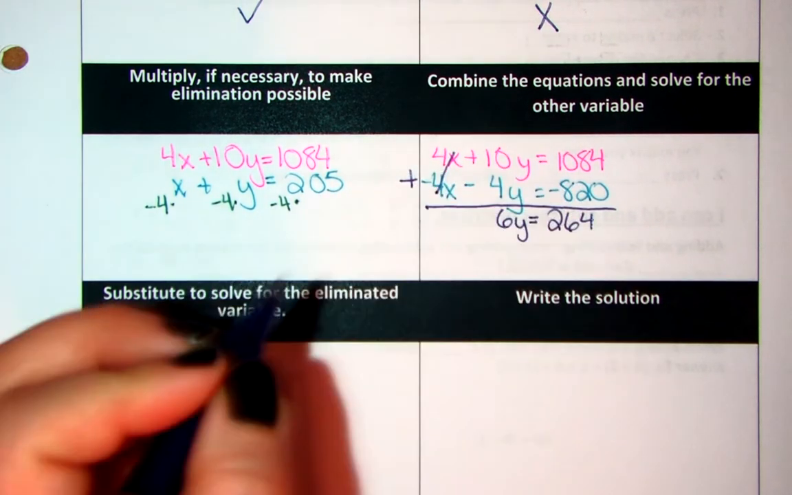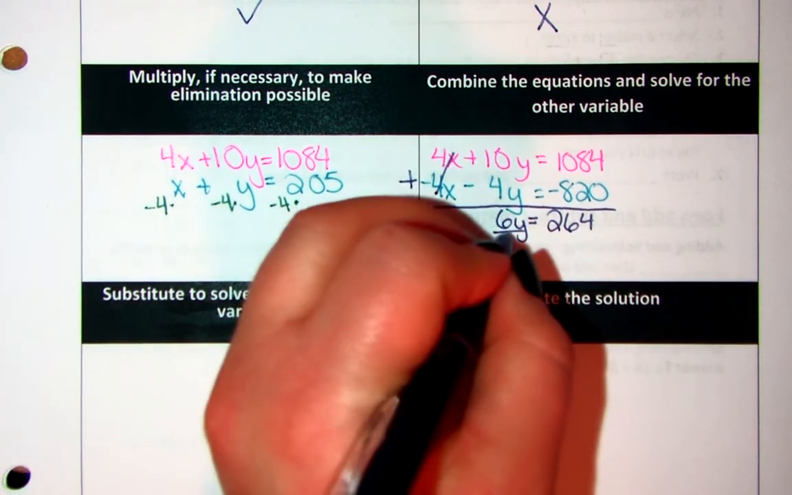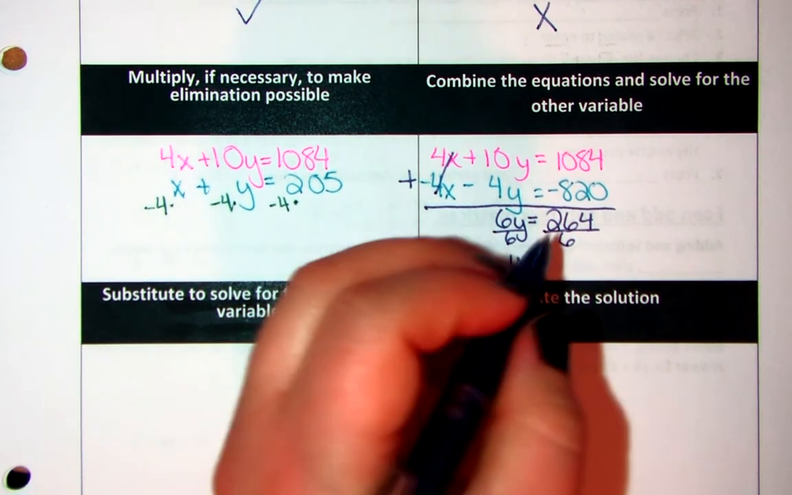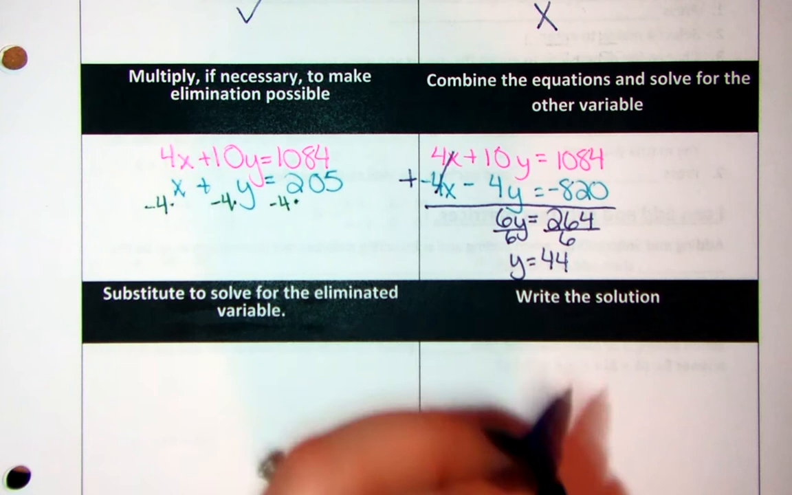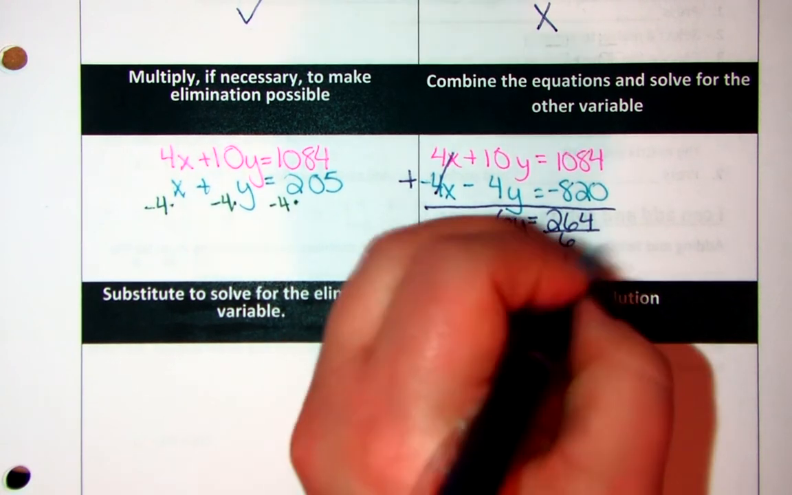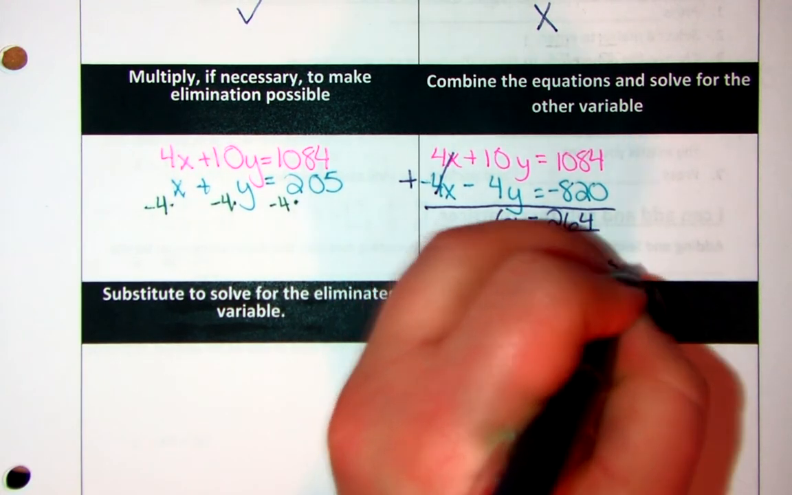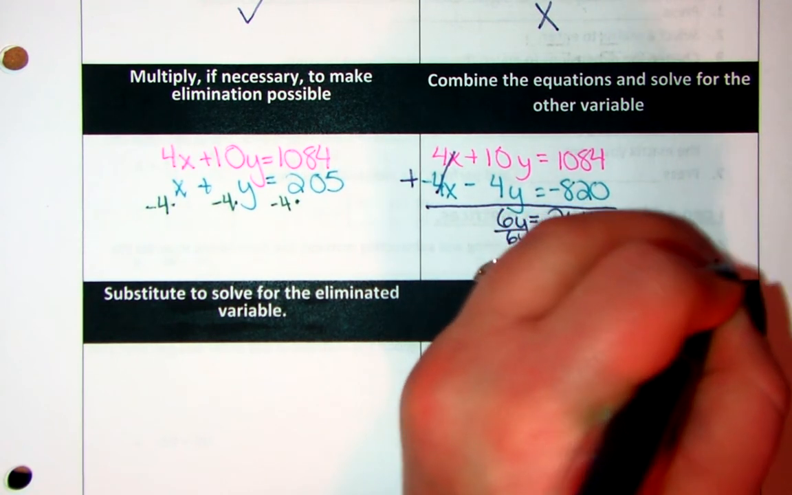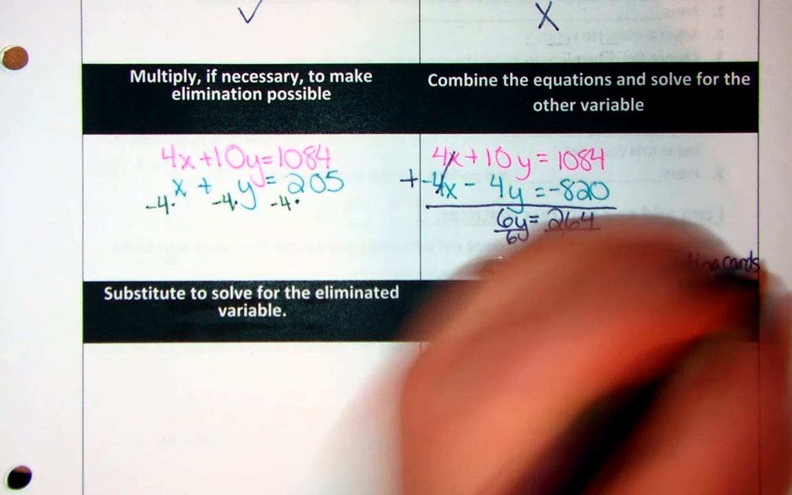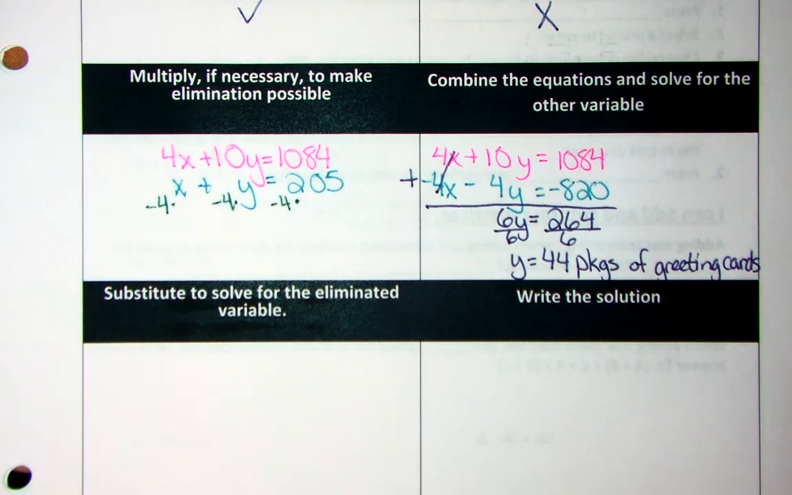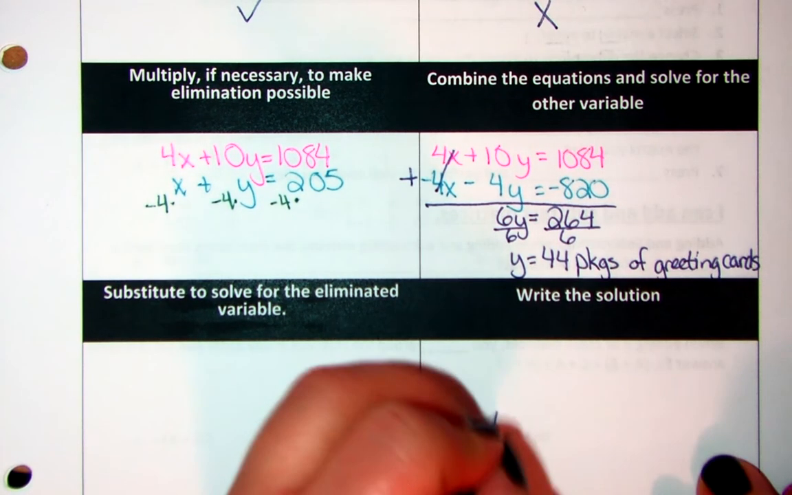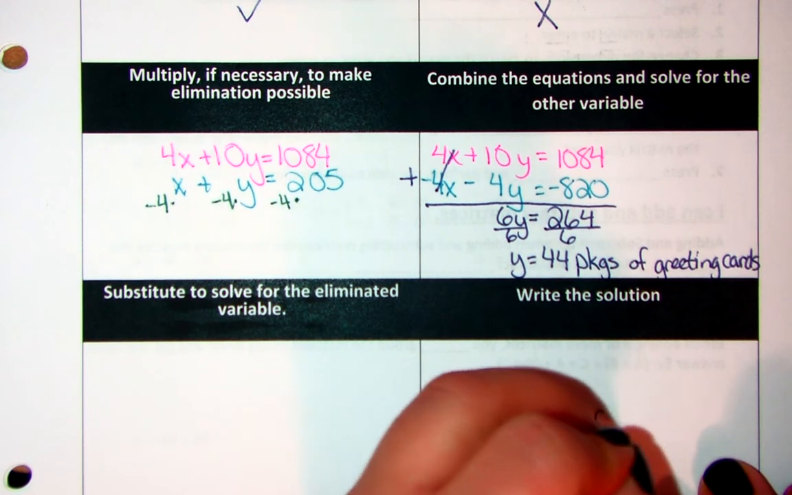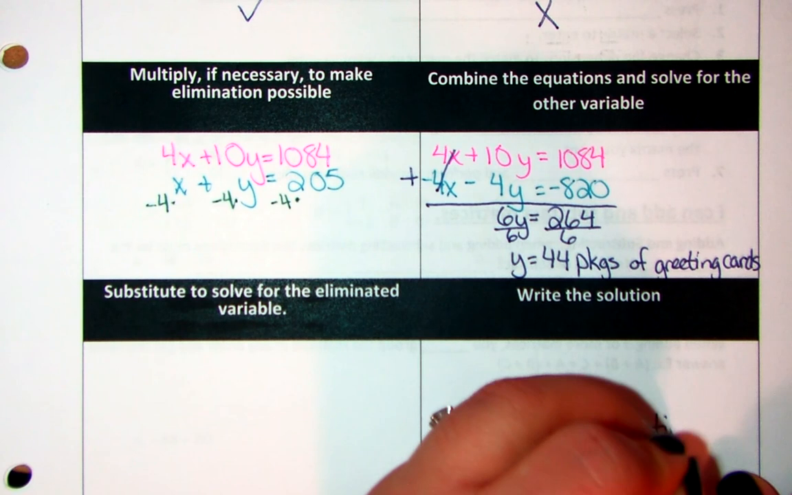1,084 minus 820 gives you 264. Divide both sides by 6, and y equals 44, and that is packages of greeting cards. Remember, with word problems, we do not write them as a point because they actually have a meaning. So I know that part of my solution will be that there are 44 packages of greeting cards.